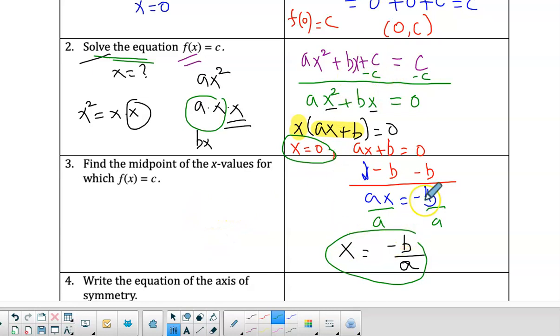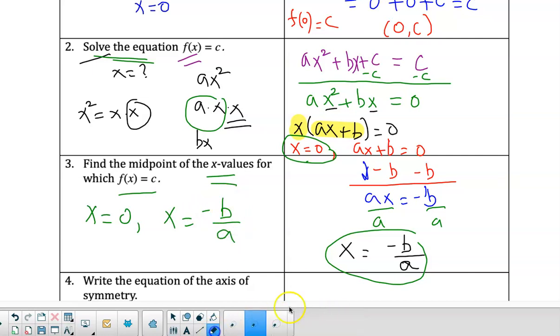And this whole information goes in this box. Now we are trying to answer this piece. Find the midpoint of the x values for which f of x equal to c. These are the two values, x values. You have to find the midpoint. And finding the midpoint is nothing but finding the average. So I have my 2 points. Let me write here x is equal to 0 and x is equal to negative b over a. And let me take off everything from here.